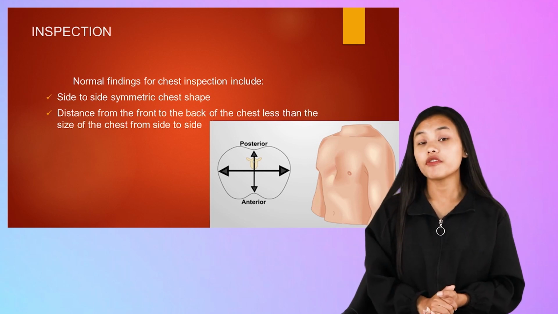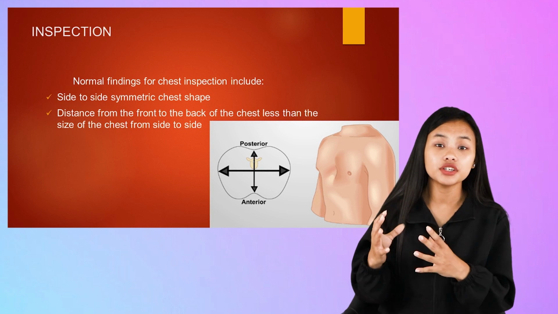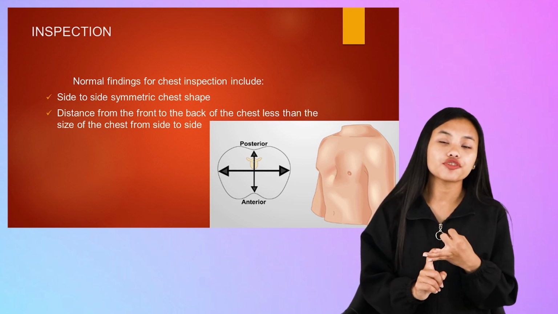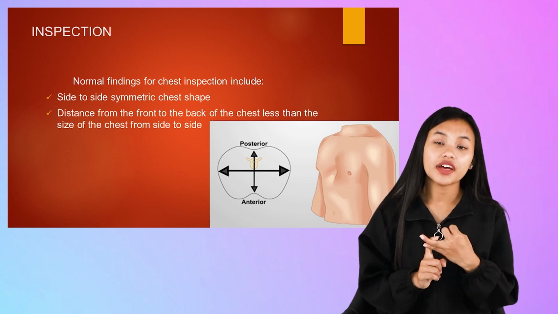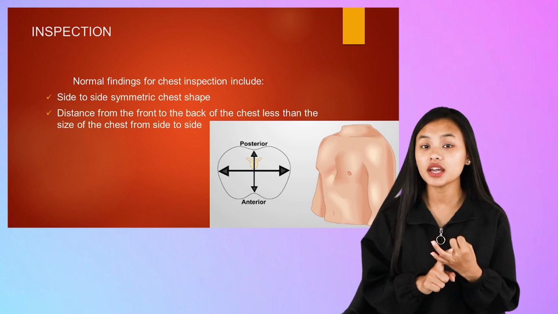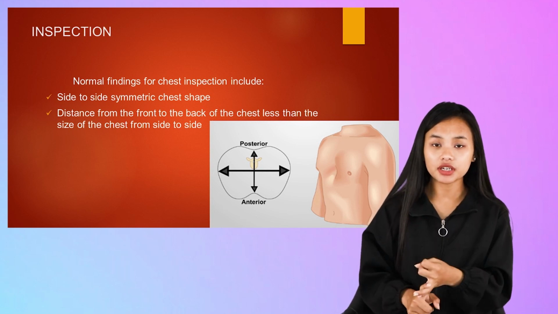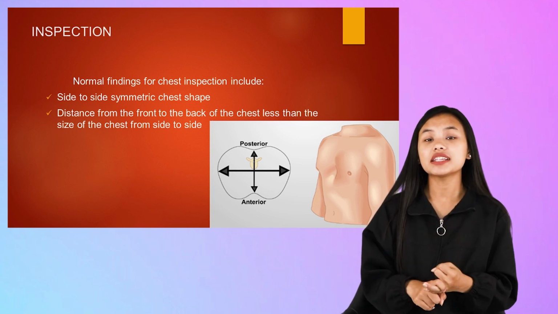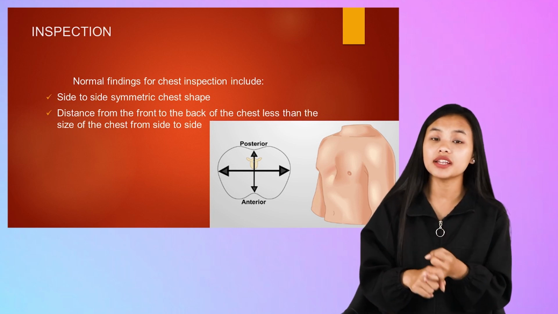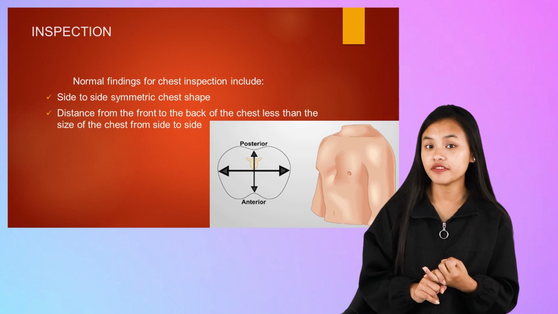Whenever you are performing this chest inspection, the normal findings include a side-to-side symmetric chest shape. The distance from the front to the back of the chest, that is the anterior-posterior diameter, must be less than the size of the chest from side to side, that is the transverse diameter. So here you should make sure that the anterior-posterior diameter is more than the transverse diameter, and if this is seen, then this is a normal finding.